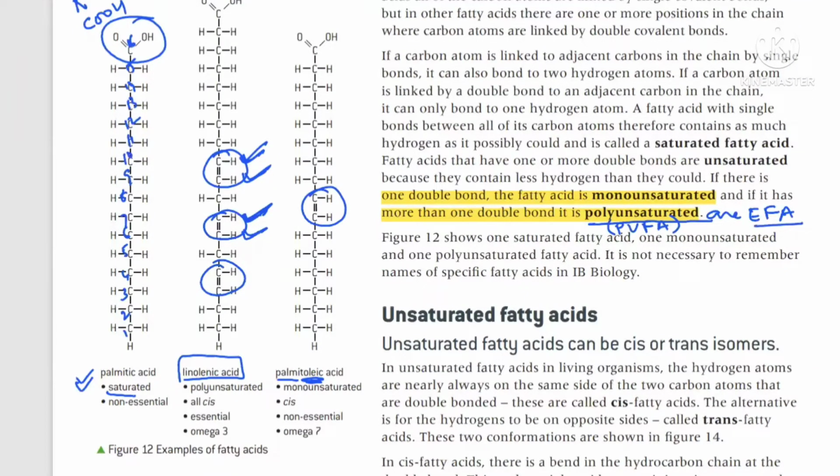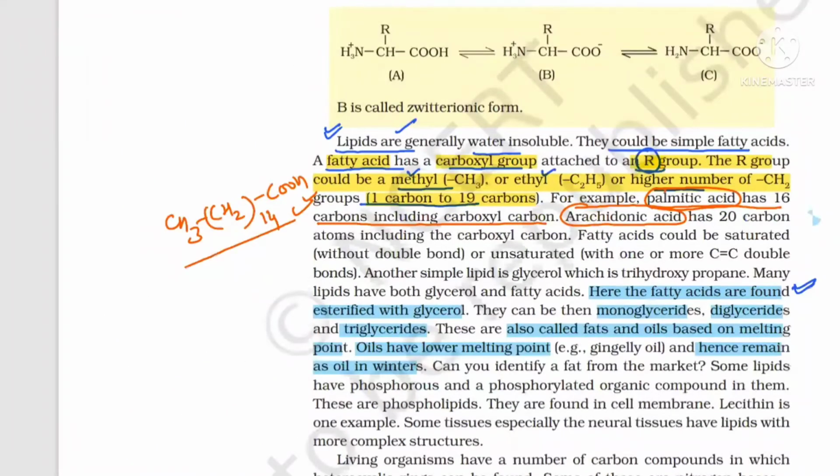See here, omega-3, you must have heard about omega-3 fatty acid. It's an essential fatty acid. So we are saying here also, arachidonic acid has 20 carbons, including the carboxyl group. So R has 19 carbons. Fatty acid can be saturated without double bond, or can be unsaturated with 1 or more double bonds. Already I've given you an example.